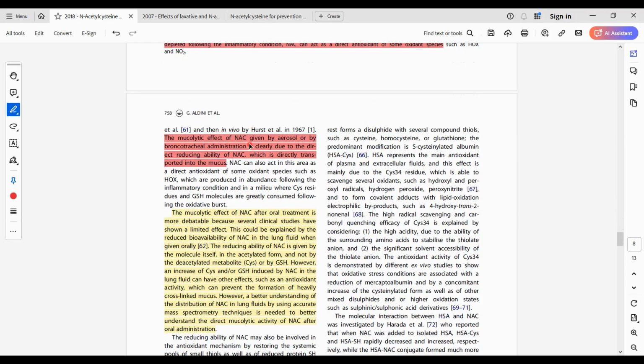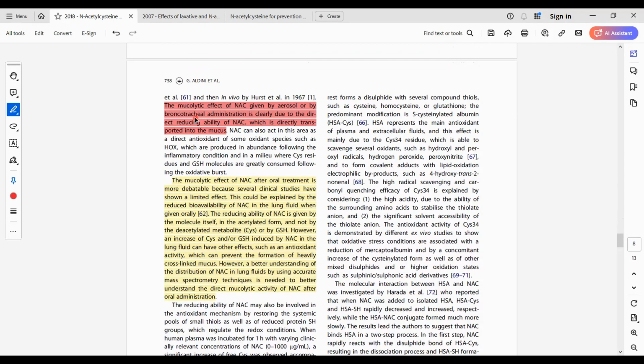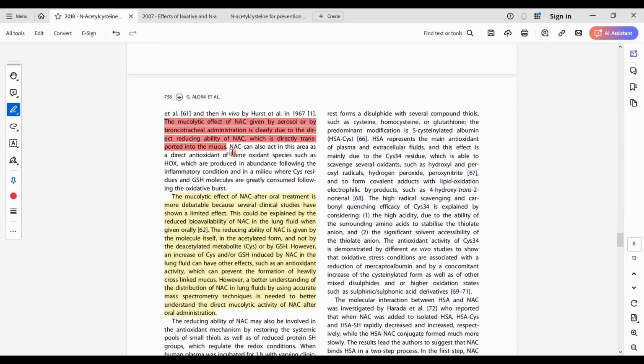The mucolytic effect of NAC given by aerosol or by bronchotracheal administration is clearly due to the direct reducing ability of NAC, which is directly transported into the mucus. So what this is saying is NAC given by aerosol. So there's your nebulizer. Okay. Or bronchotracheal administration, you're probably not going to do that unless you're in the hospital. Okay, but you can all get a nebulizer. And so NAC given by a nebulizer via aerosol will break down the mucus. And that's what's got the most research behind it to effectively break the mucus.